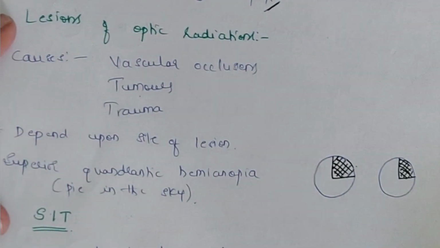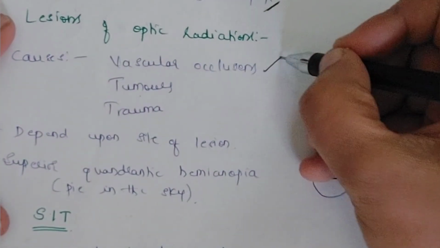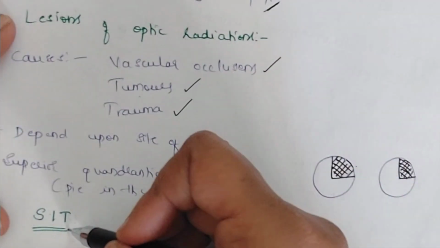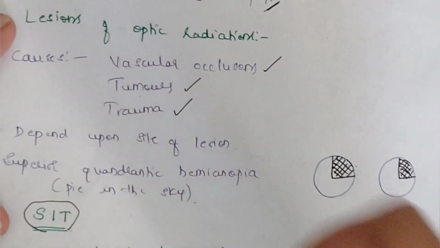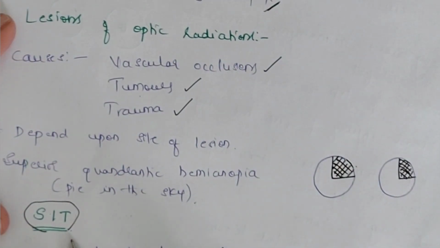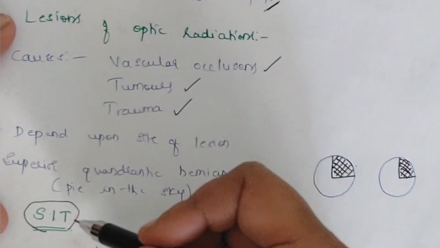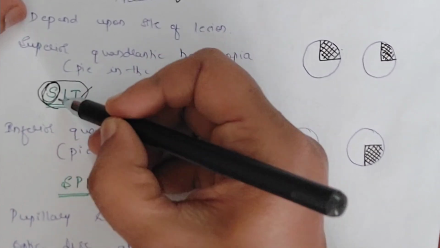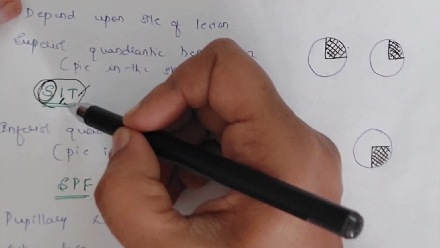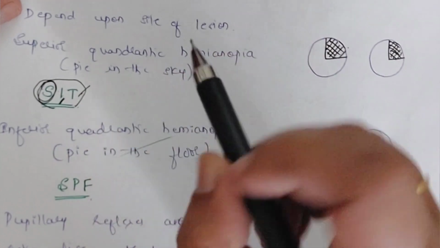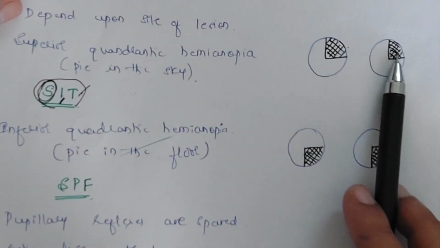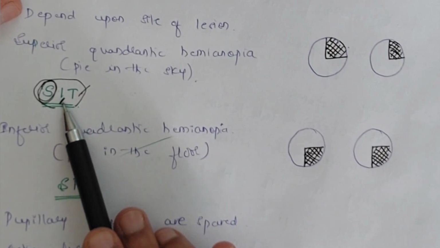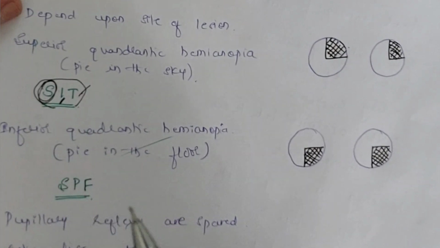So the lesions of the optic radiation, the causes can be either vascular occlusion, tumors or trauma. So depending upon the site, just remember these two mnemonics, SIT and SPF. SIT is easy to remember, I think. T is for the temporal lobe, S, just remember sky. So pie in the sky, temporal lobe with inferior fibers. So all this will lead to what is known as superior quadrant hemianopia. That is temporal lobe involvement, inferior fibers affection leading to pie in the sky appearance.